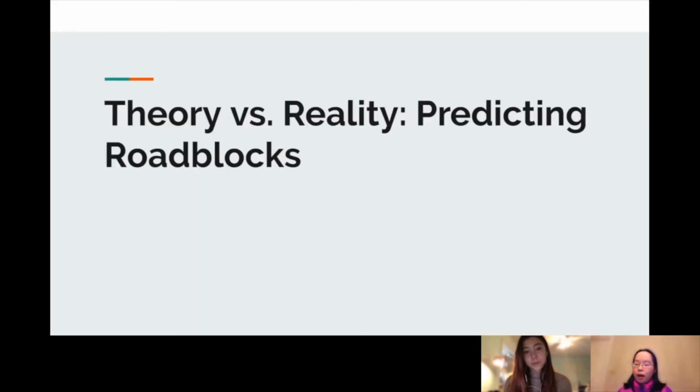Now, after going through the 2 major categories of how scientific projects are designed, we're going to go into theory versus reality. And this is about roadblocks in science. First, we're going to go over roadblocks that you can foresee a little bit more easily, and then there are roadblocks that are a little bit more unpredictable.